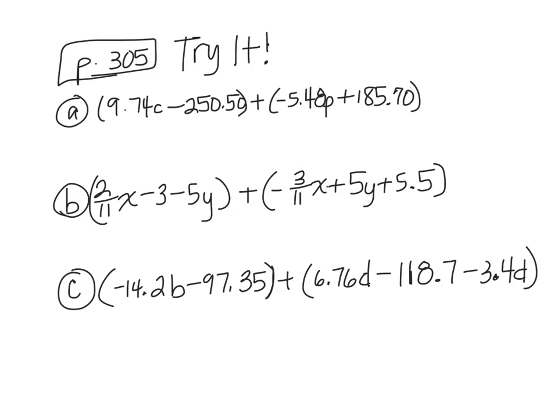All right, as you try the try-its here at the bottom of page 305, I want you to focus specifically on try-its A, B, and C. And when you come back to check these, we're going to do them one at a time. You'll see me using some color coding to help identify common terms or like terms that we can put together. And then we'll do our final expressions underneath each of these. So go ahead and start on A and pause the video. Come back and replay the video when you're ready to see your answer and check that for part A.